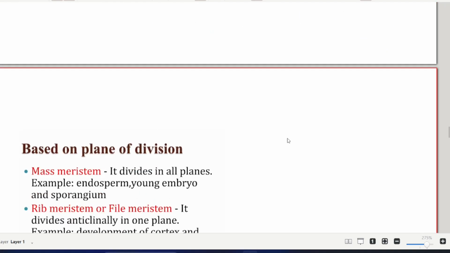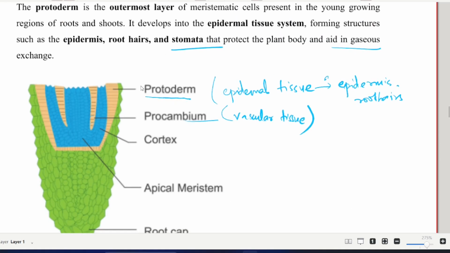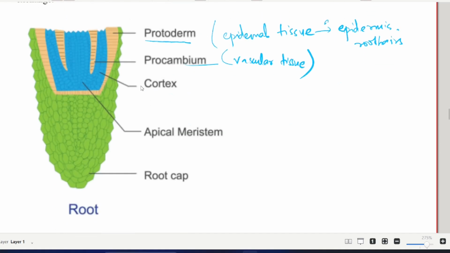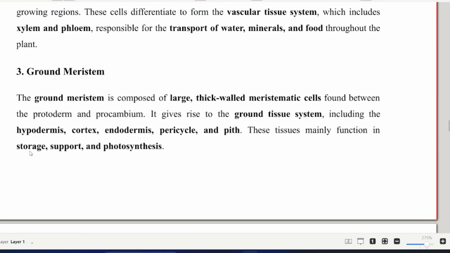And the third one is the ground meristem, which is composed of large, thick-walled meristematic cells found between the protoderm and procambium. You can see here they are found between the protoderm and procambium. The ground meristem gives rise to the ground tissue, including cortex, hypodermis, endodermis, pericycle, and pith. And this tissue mainly functions in support, storage, and photosynthesis.